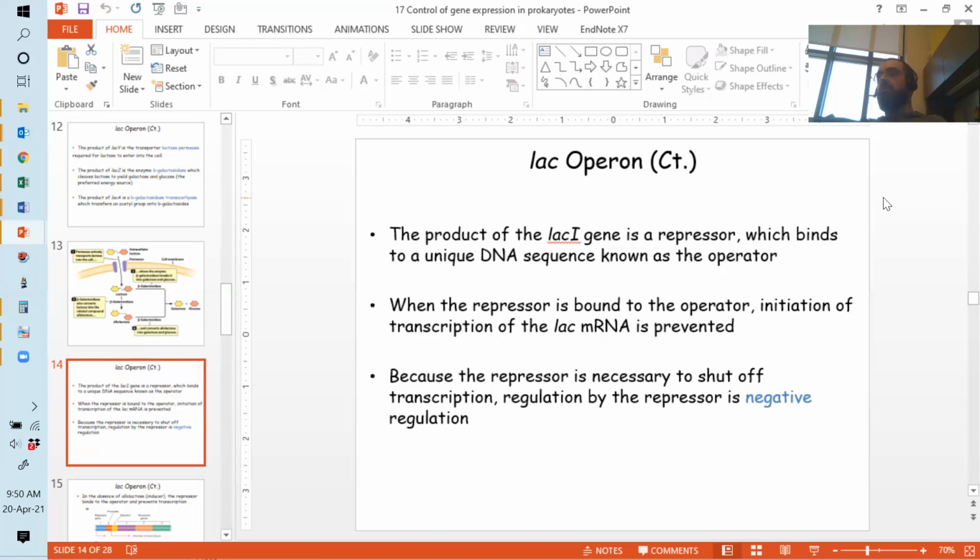and inducible gene expression. So inducible is all about removing something which is preventing gene expression. Do you see the difference there? It's kind of a subtle one, but it's an important one.